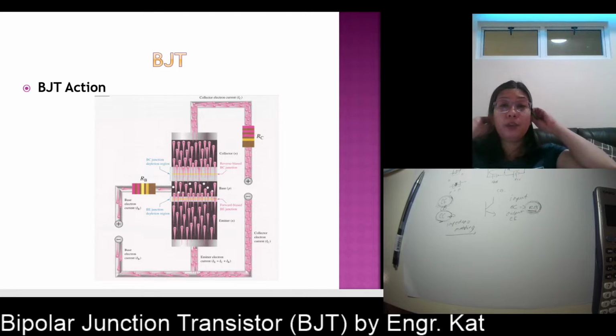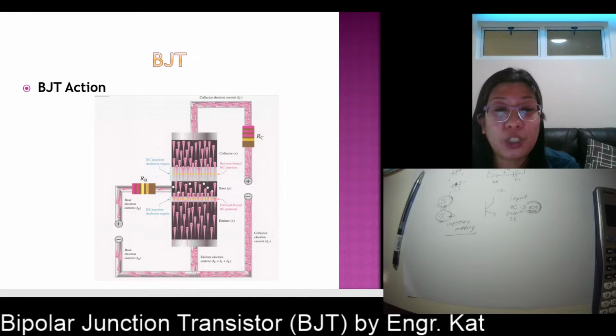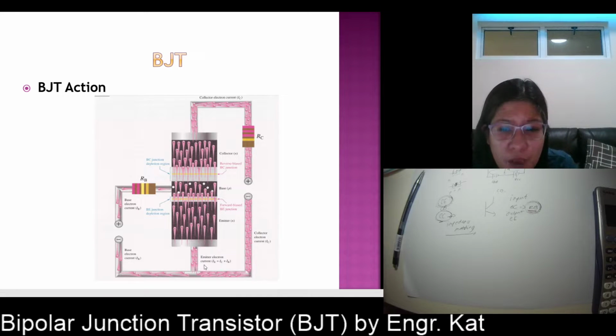Okay, so we have here the BJT in action. What happens when we connect the emitter to base in a forward bias mode, while the collector to base is in a reverse bias mode? As you can see, this is an NPN transistor.